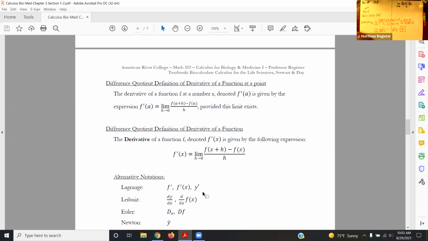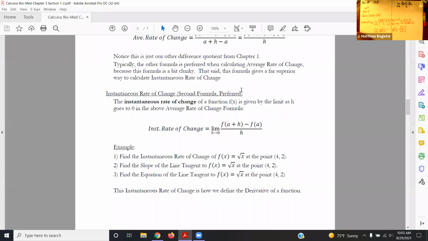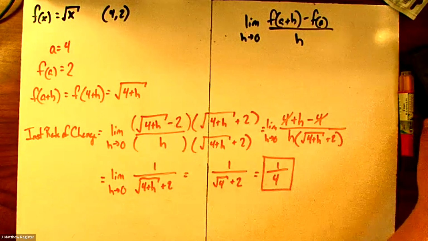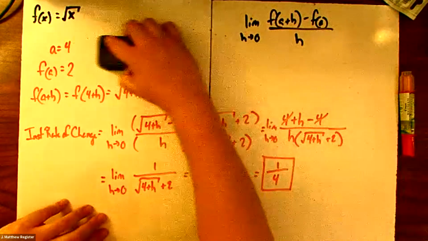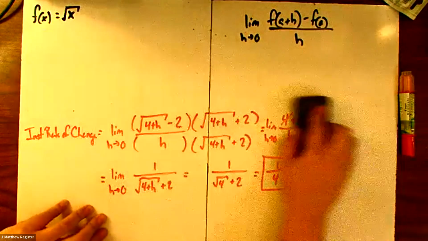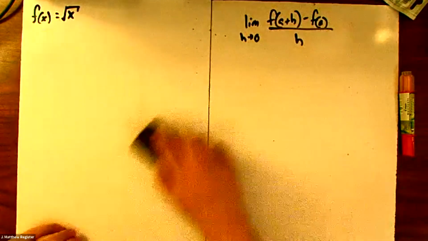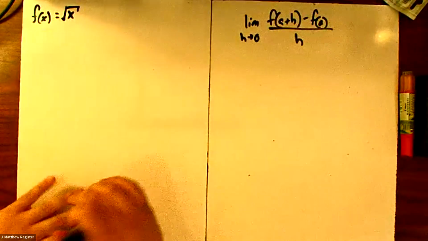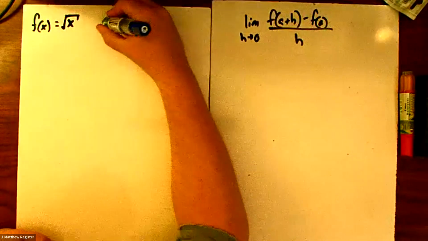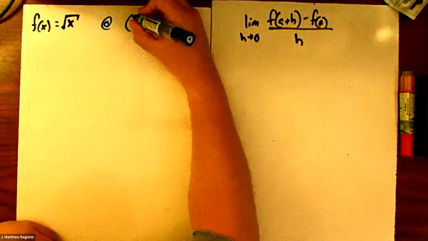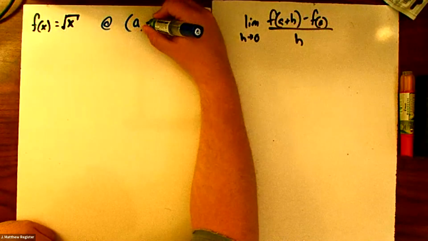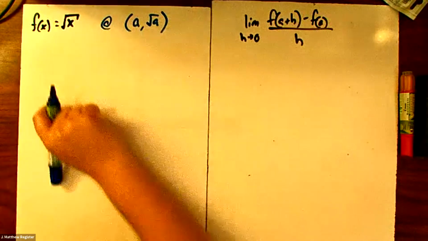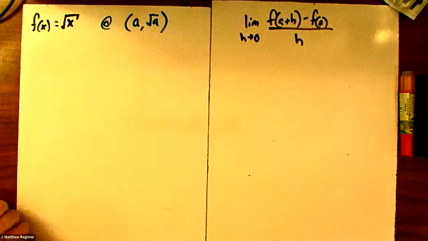And let's see if I have that on the next one. No, let's just do it right now. And so what if instead of starting at 4, we just said that we were starting at the value a? How would that change things? And so we'll still do f of x equals the square root of x, but I want to find the slope at the point a comma square root of a, which we know is going to be on this graph because when you plug a in, you get square root of a out.